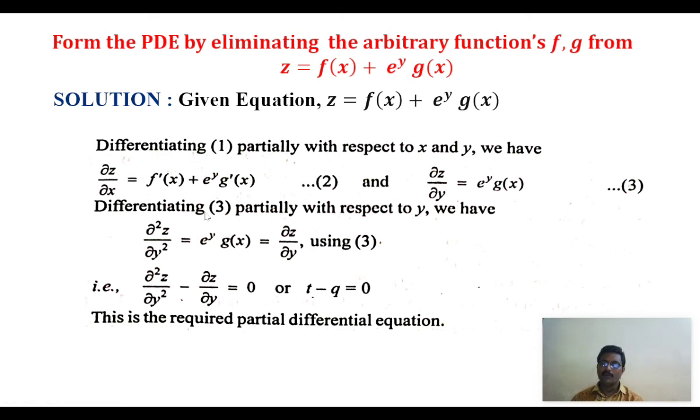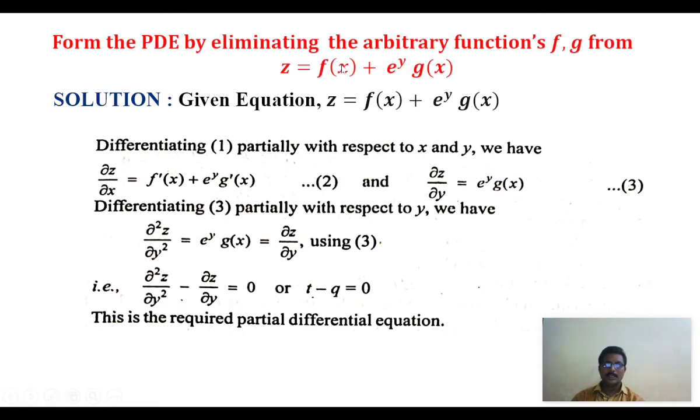Now differentiating equation 3 again partially with respect to y, keeping g of x silent, the derivative of e power y is e power y. But what is the value of e power y into g of x? From equation 3, it is dou z by dou y. In the notation of partial derivatives, dou z by dou y is q and dou square z by dou y square is t. Thus, the equation can be written as t minus q equal to 0. Clearly, it is a second order partial DE.